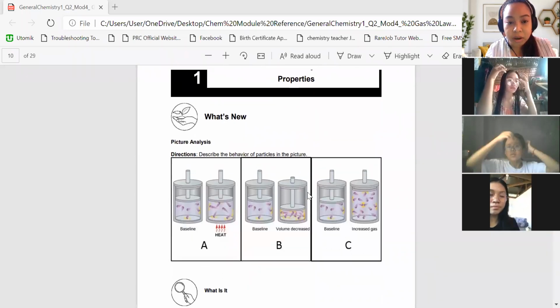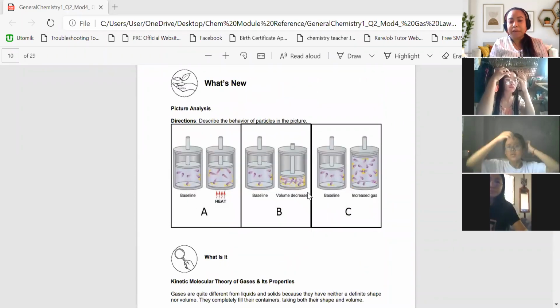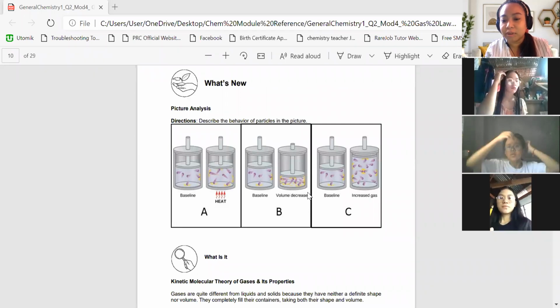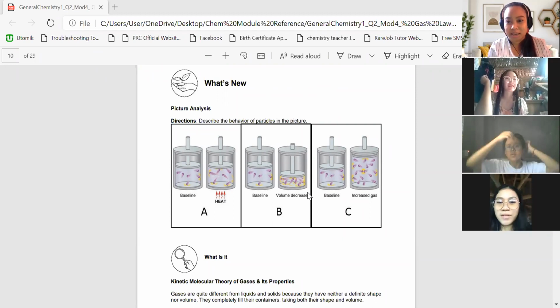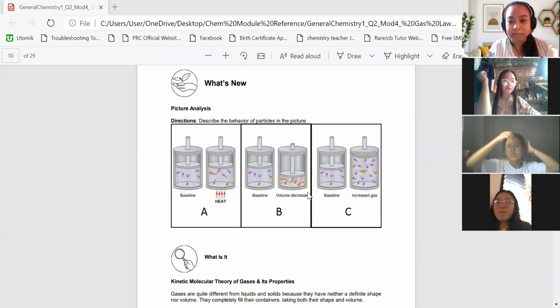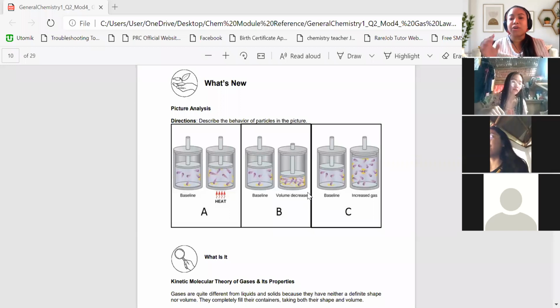Now, I have here a picture analysis. Who has answered this picture analysis? Who hasn't? Didn't I tell you before we start class to answer the what's new? I have an instruction here in GC: every time we have class, from now on, you have to answer only the what's new. After our class, you answer the rest. Am I clear?